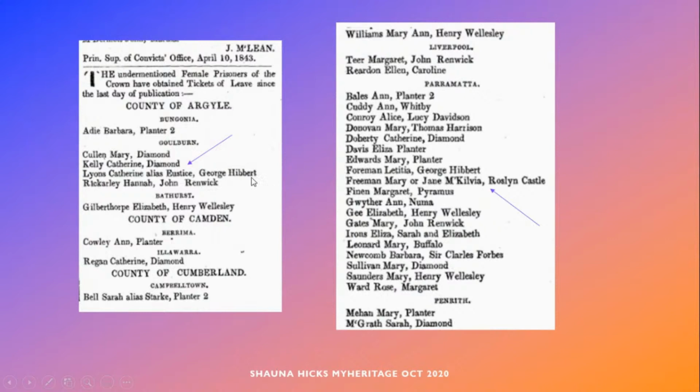the word or words after their name is the name of the ship that they came out on. So if you haven't been able to identify that, you will then know that Mary Freeman came out on the Roslyn Castle and Catherine Lyons came out on the George Hibbert. So the word or words at the end is the name of the ship. And that just may be information missing from an official record, and it can be a clue also where they're living at the time of the ticket of leave.